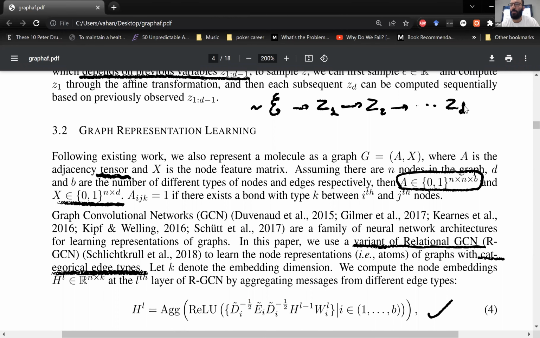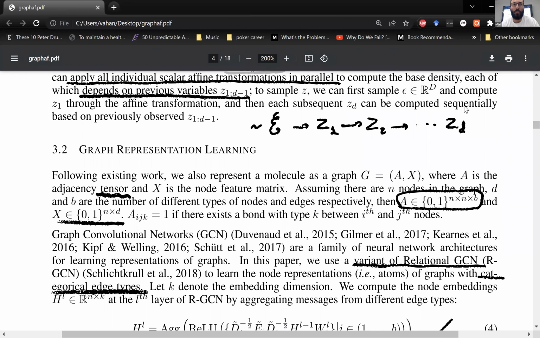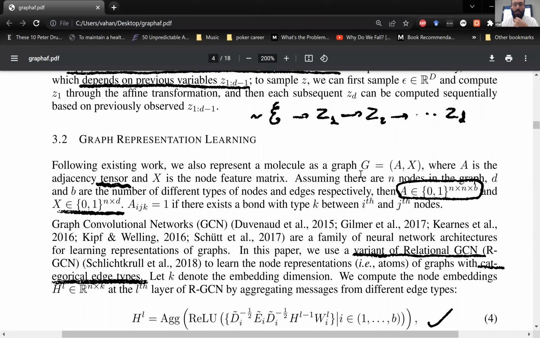So we generate one-hot encodings for K types of nodes, for each node. So if there was a hydrogen, nitrogen, and oxygen molecule, then if it was a hydrogen molecule, it could be 1, 0, 0, and oxygen would be 0, 1, 0. Right. Yeah.